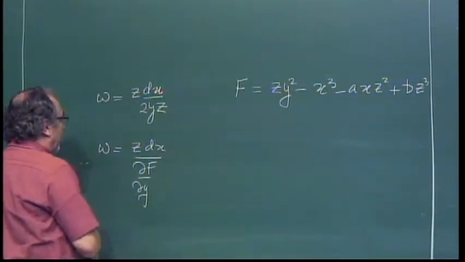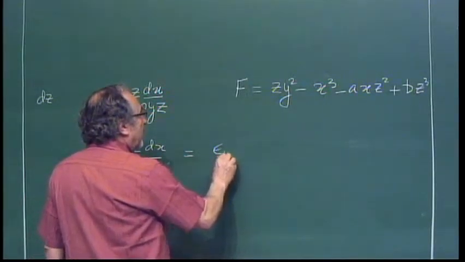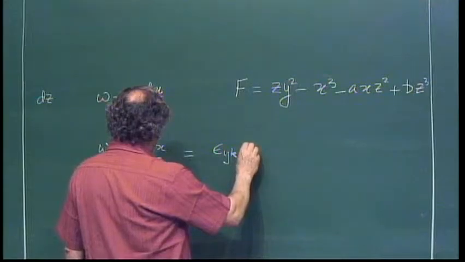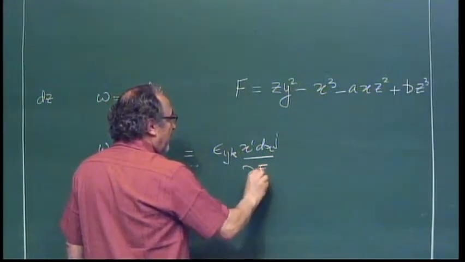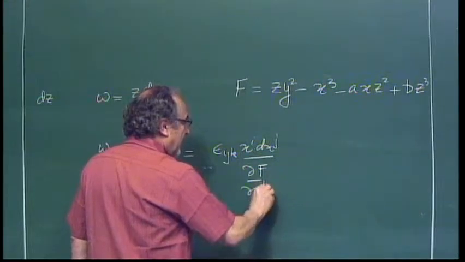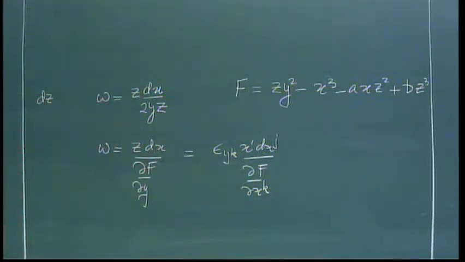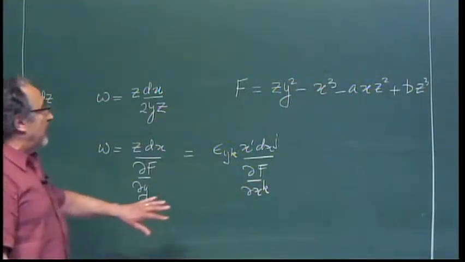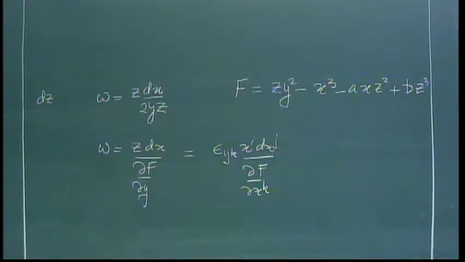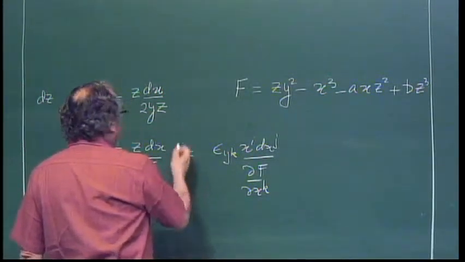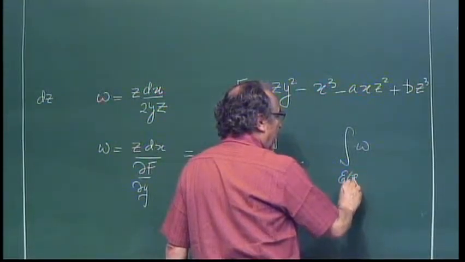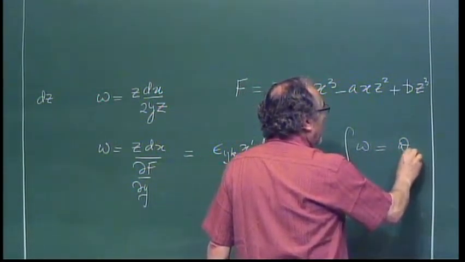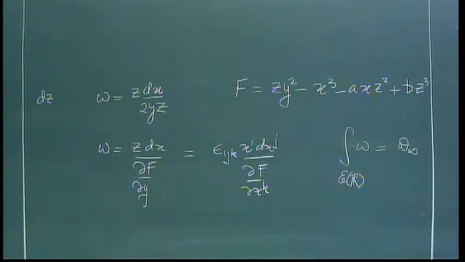Okay, so there's an invariant, in fact, this is epsilon ijk Xi dxj over df dxk. This is something I could explain, but I won't stop to explain, but this is important for things that come later. So there's an invariant form, a natural form, and you can integrate this over E of R, over the real cycle, and you get a period, pi infinity. Okay, so this is the pi infinity that appears here.